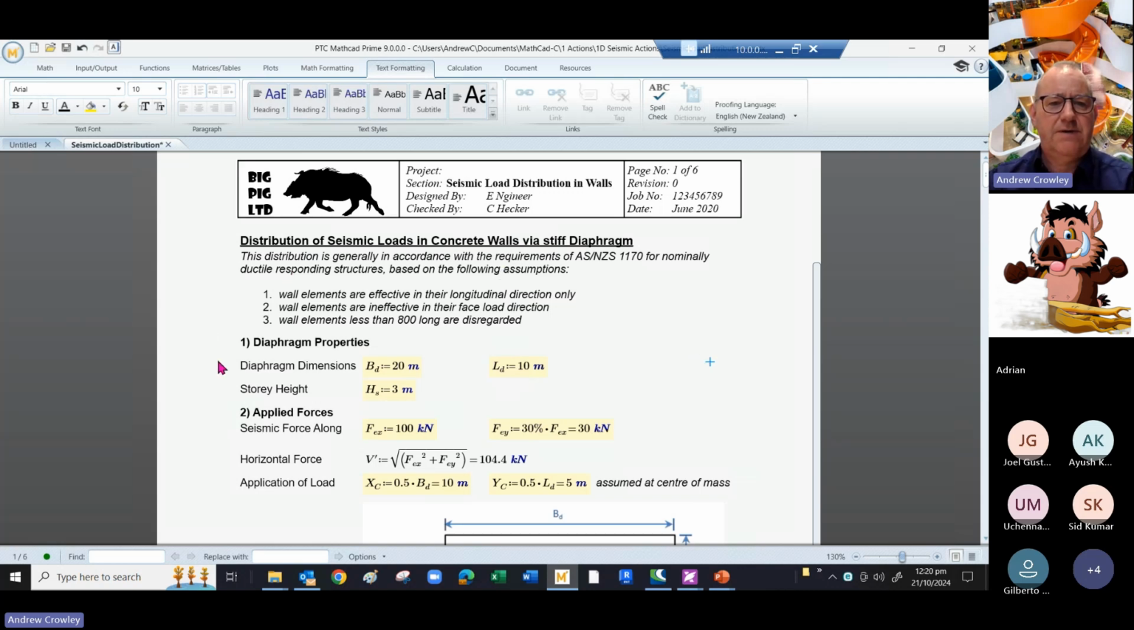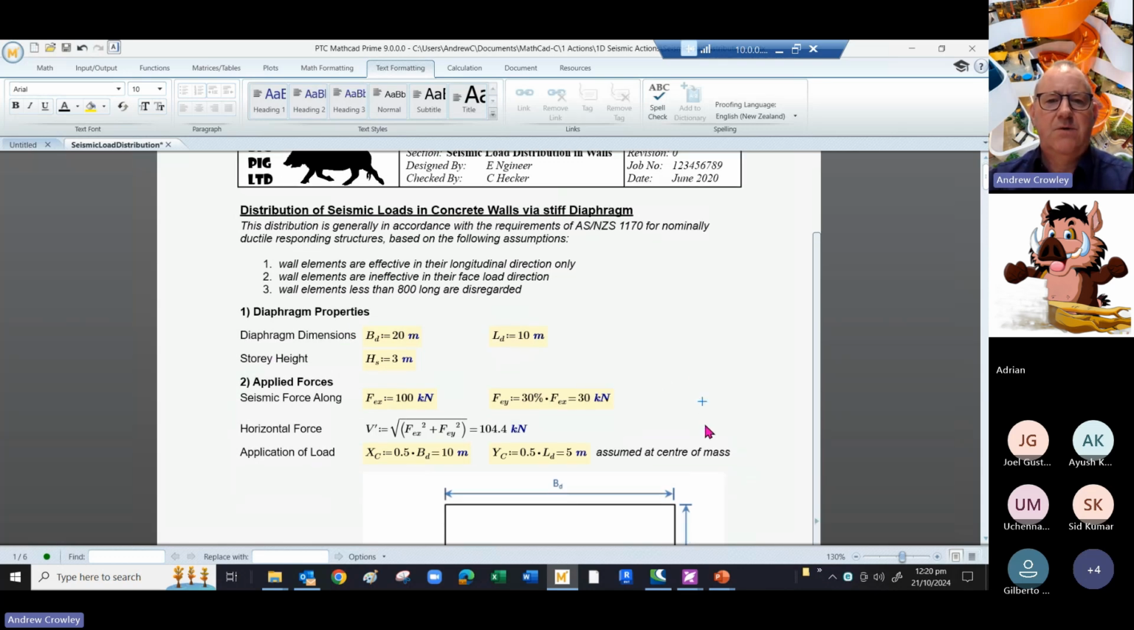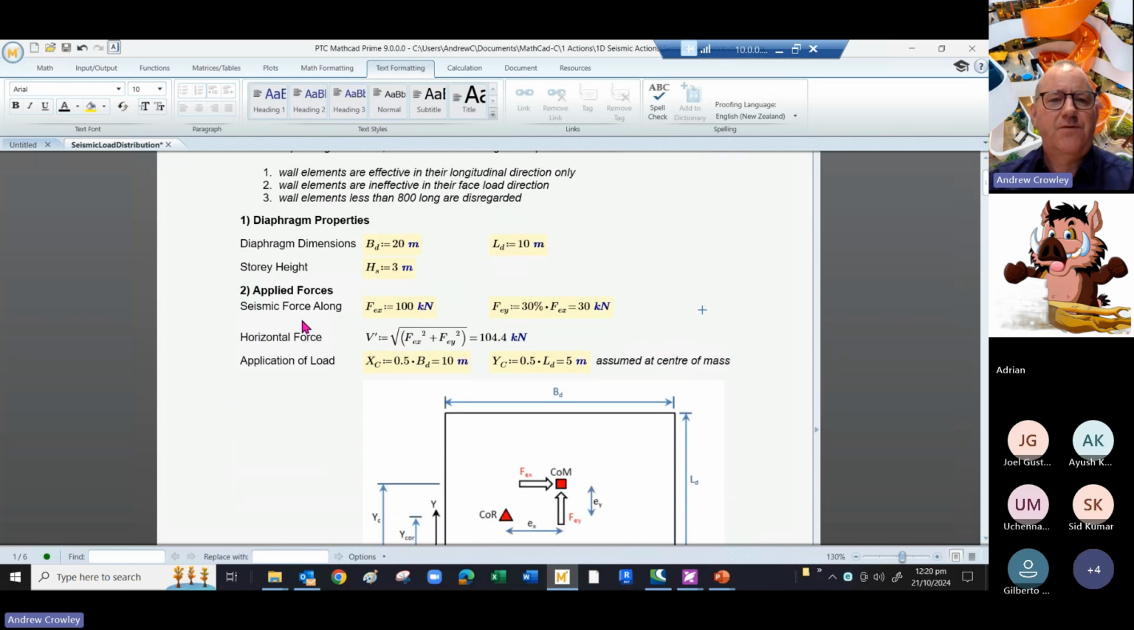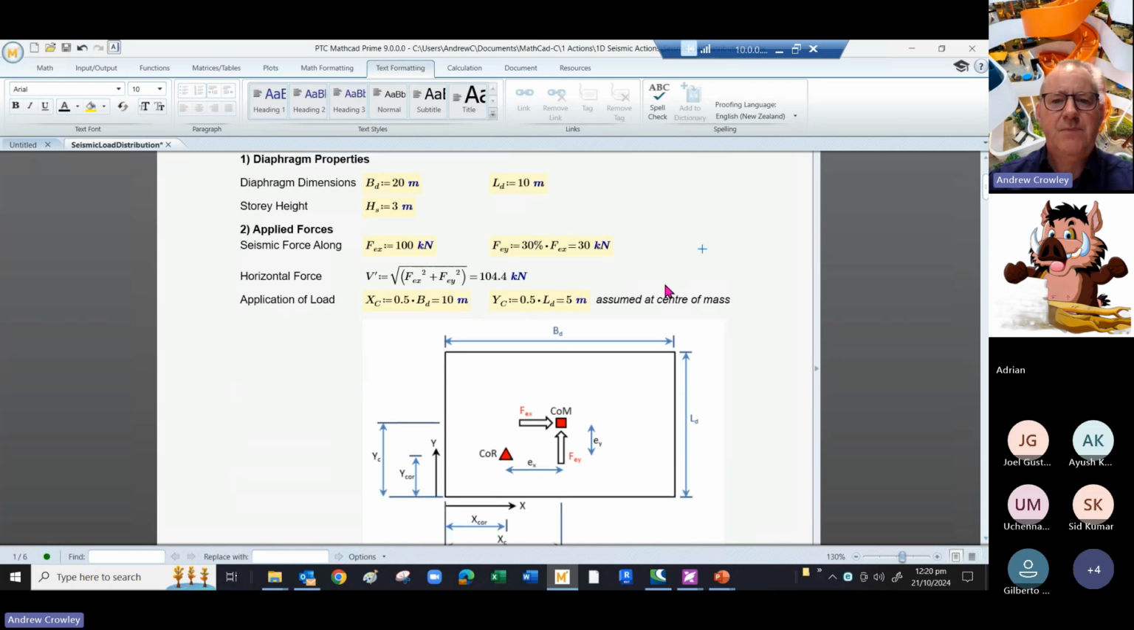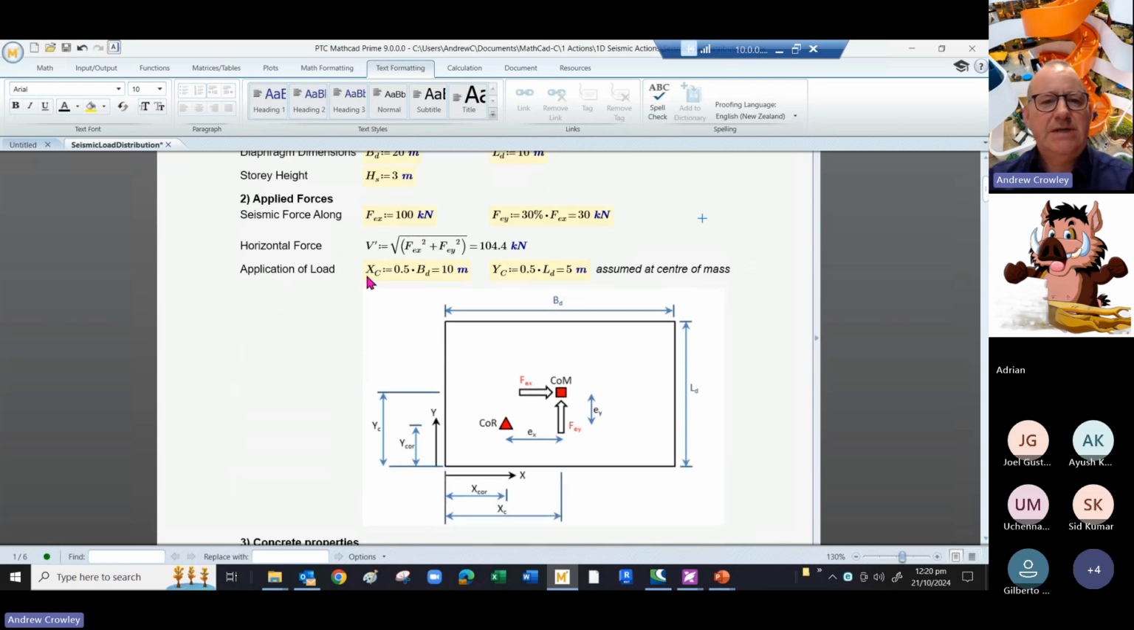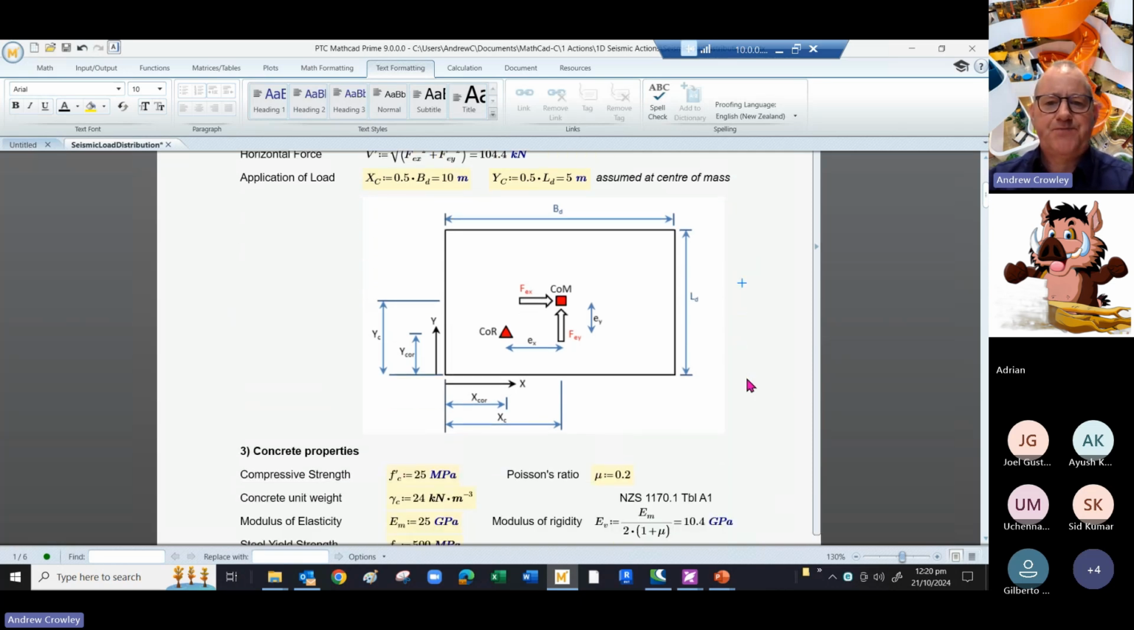So we set out the diaphragm dimensions, so width and length, 20 meters and 10 meters, and we have our story height set as 3 meters. We apply our seismic force in one direction, so in the x direction it's 100 kilonewtons, and then we can take 30% of that and apply that in the y direction. We'll assume for simplicity that the application of the load is in the center of the floor, which is assumed to be where the center of the mass is.